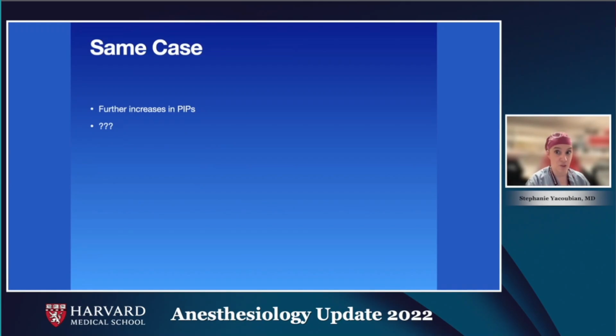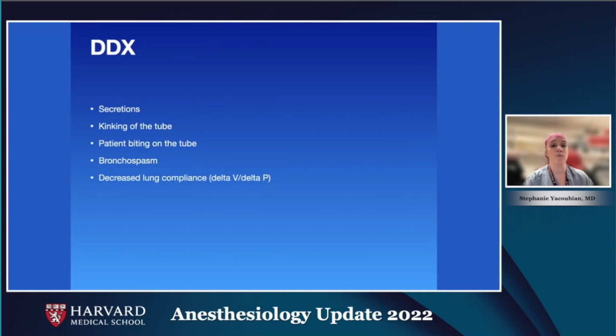Now, you fix the problem, patient saturation gets better, then you notice that there are further increases in the peak inspiratory pressures again. So now you troubleshoot the problem. Now seems like you have another problem. So what are other reasons that lead to increase in peak inspiratory pressures? Secretions. So you can go in and suction out secretions. That could really lead to increased inspiratory pressures. Kinking of the tube. Patient can be biting on the tube, even though you should always have a bite plug, but that could also happen.